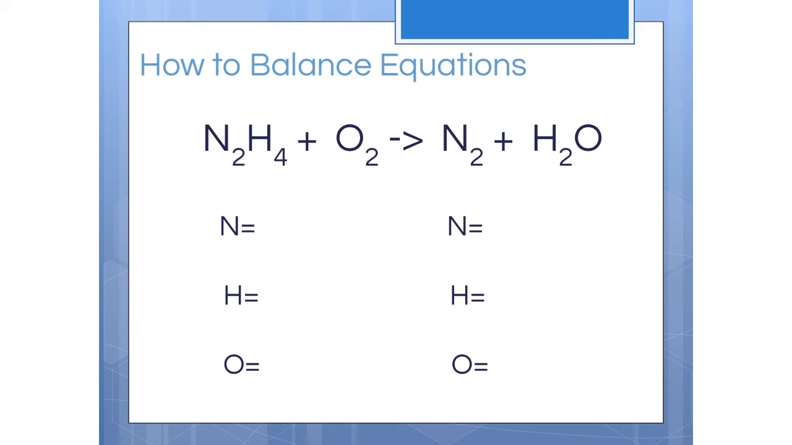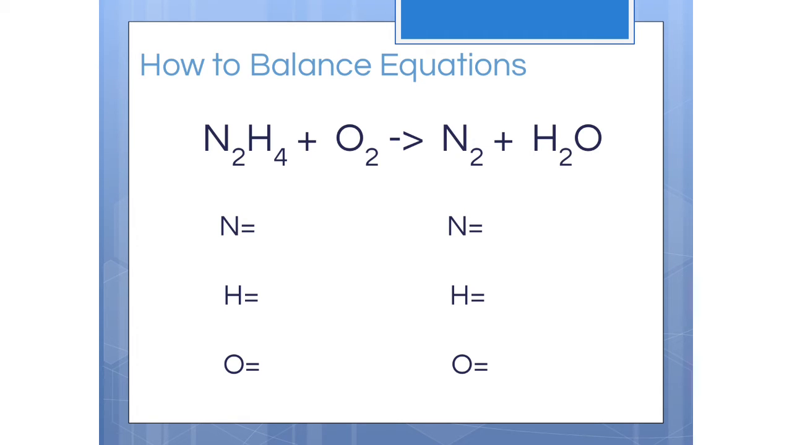All right, so here we have an unbalanced equation. What we have is a compound called hydrazine. This is a colorless, flammable liquid. It kind of smells like ammonia, so definitely not odorless. It's also highly toxic when handled, so this is something you don't really want to play with. But anyway, we have hydrazine reacting with oxygen gas to produce nitrogen gas and water.